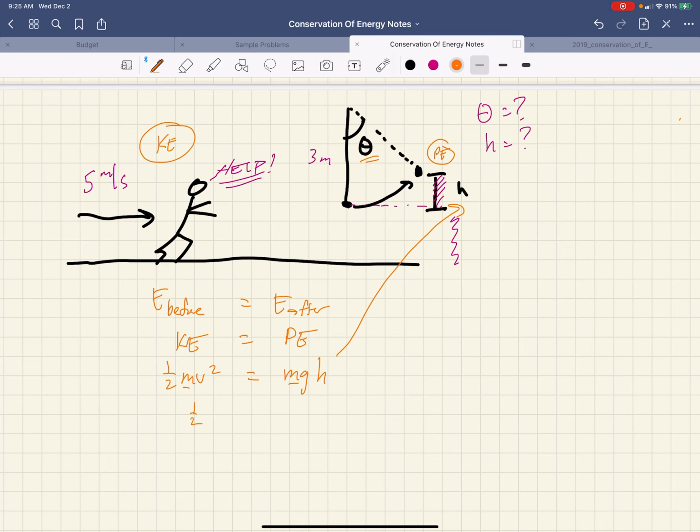And so 1/2 v squared will be equal to gh, which means that v squared all over 2g will get you the height that this person will swing. And again, this height refers to the additional height of the rope swing. So now this is going to be 5 squared all over 2 times 9.8.